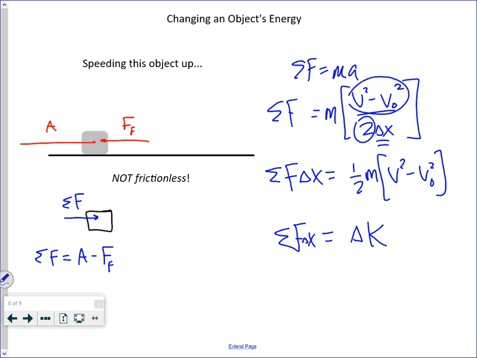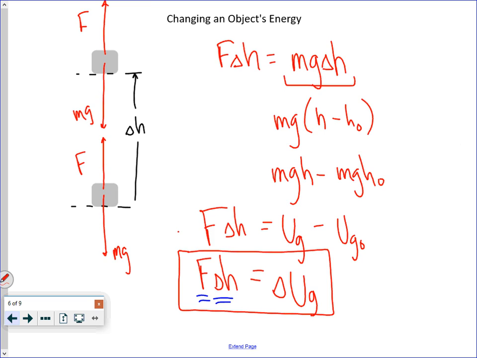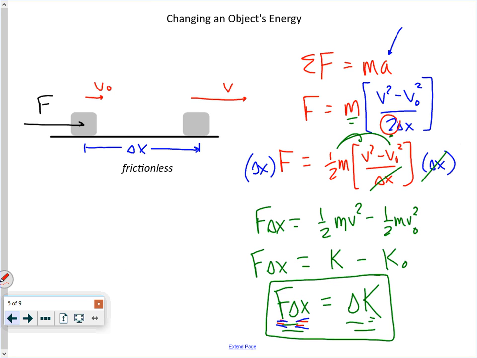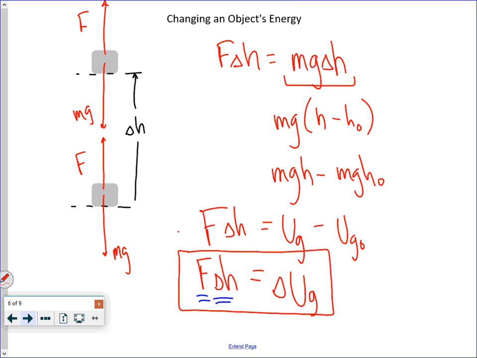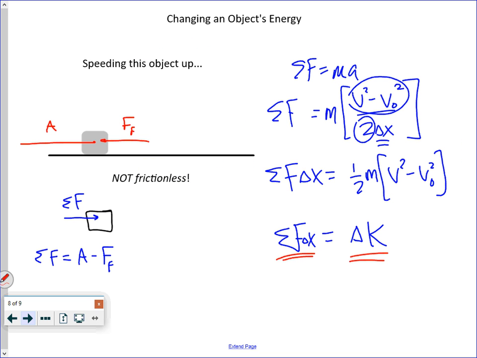Or delta X. So what you need to notice is we keep seeing something about energy changing and a product of force and distance. The question is what force? In this case, the net force. In this case, a vertical force. In this case, a horizontal force. In this case, a single force. In this case, two forces.